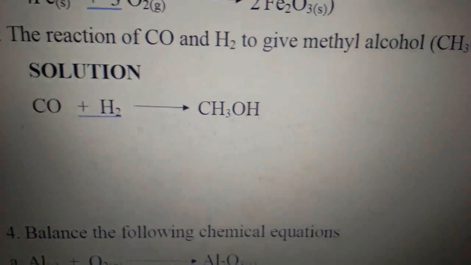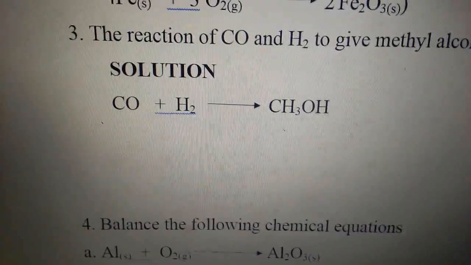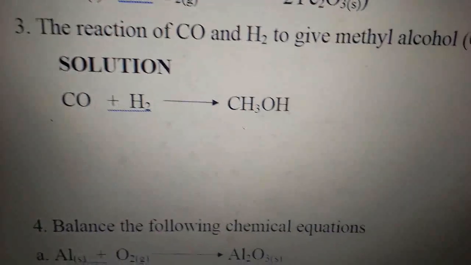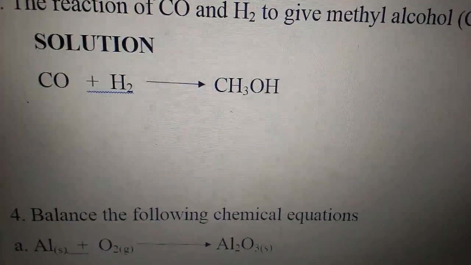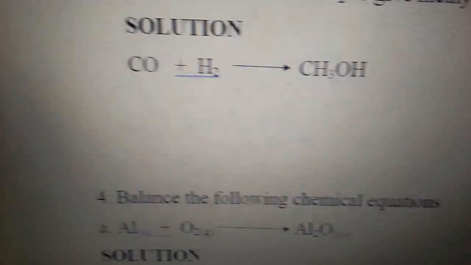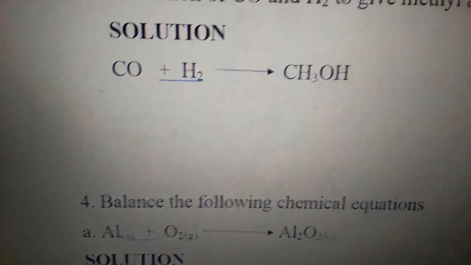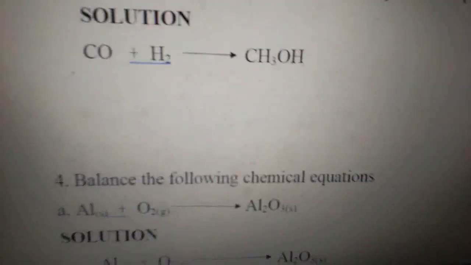Question number 3 says we should write the equation between carbon II oxide, CO, and hydrogen to give methyl alcohol. So what it means is that carbon II oxide and hydrogen are the reactants, while methyl alcohol, otherwise known as methanol, is the product. You follow the format of writing equations: put the reactants on the left hand side with a plus sign between them, and the product on the right hand side. We now balance the equation.